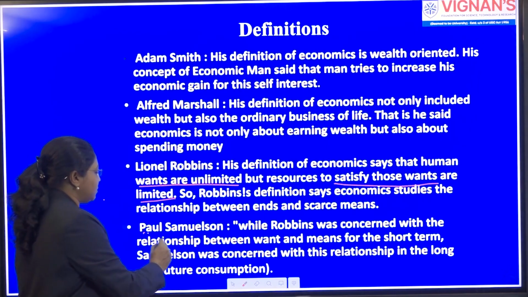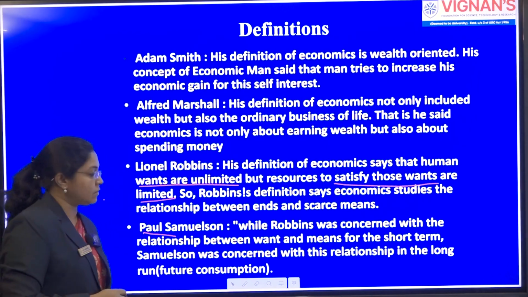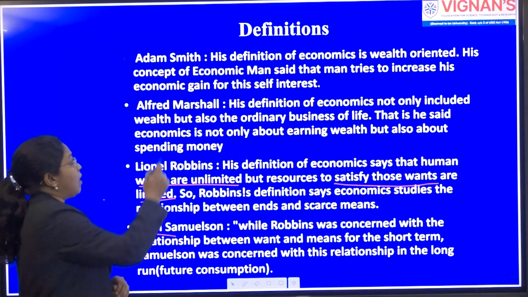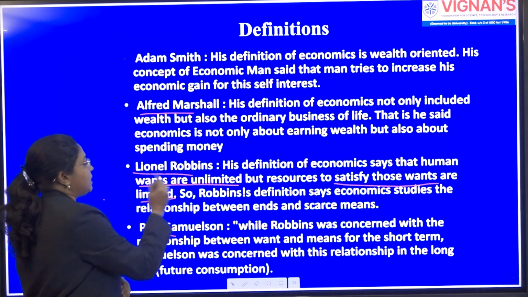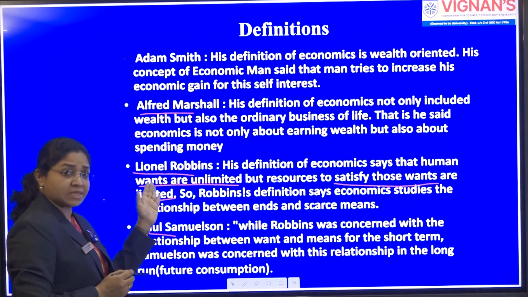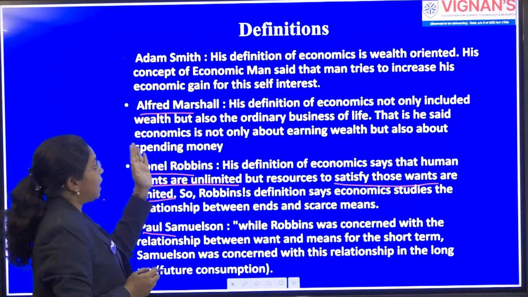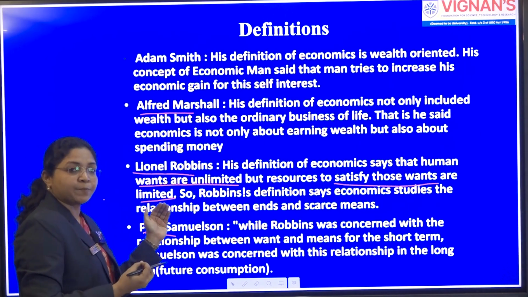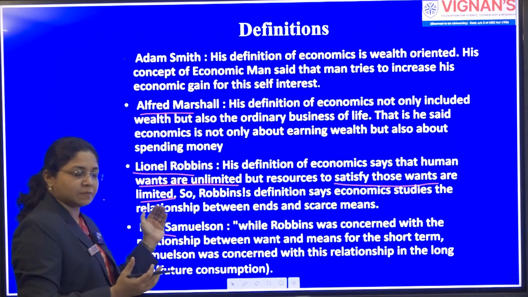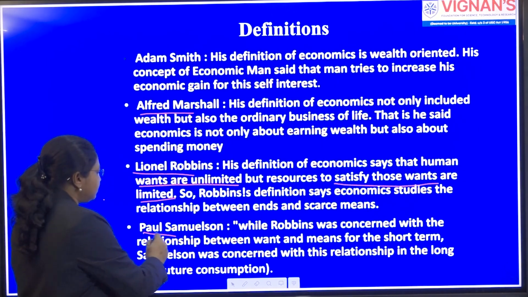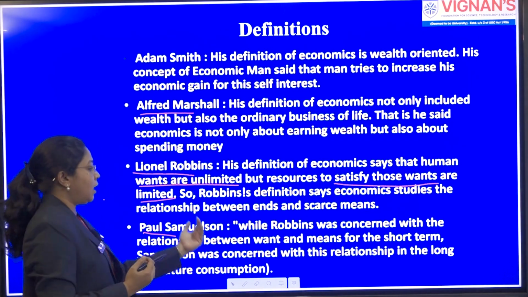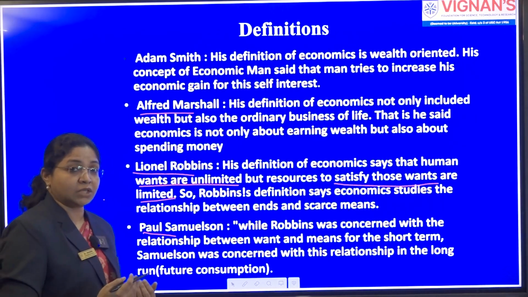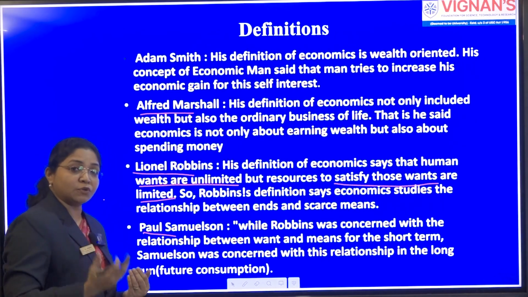The fourth definition is called the growth definition, and it is given by Paul Samuelson. It is a combination of Marshall's definition and Robbins' definition, that is the welfare definition and the scarcity definition, in which he talks about having welfare, and the welfare has to be achieved within scarce means, which have unlimited ends, unlimited wants. Along with Robbins' definition, he talks about the relationship in the long run. He talks about the future, and about future consumption.